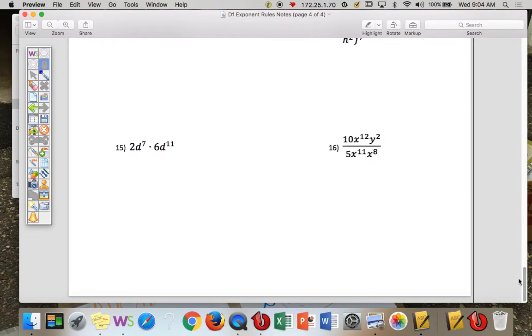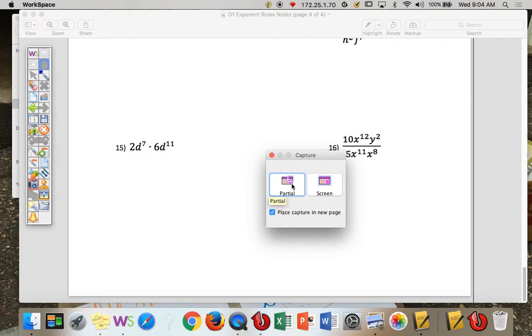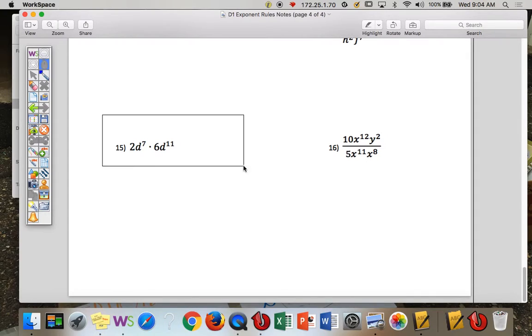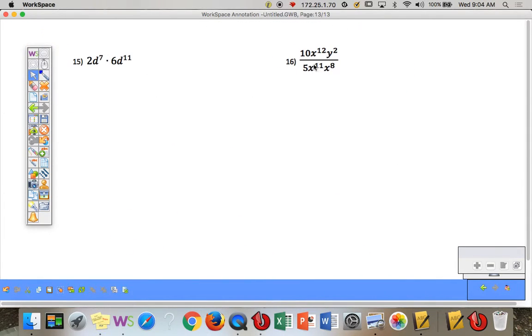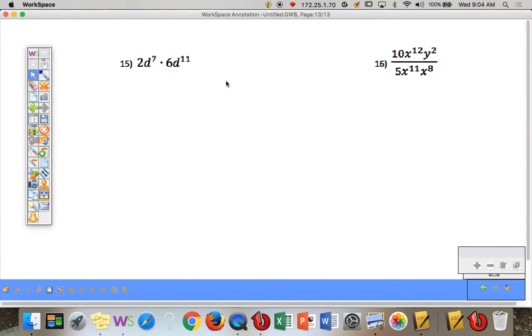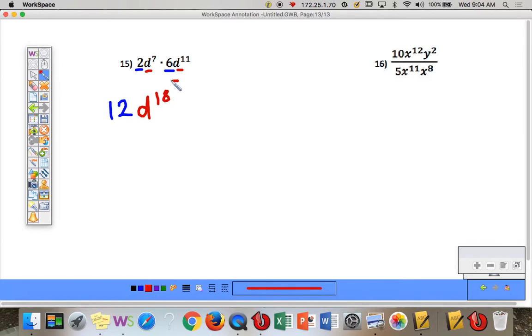And let's take a look at the last 2, and this is what you'll be practicing today, just these 3 rules here. And then we'll do a few more tomorrow, rules of exponents. Okay, so here you have 2 numbers, 2 and 6, and they're different bases, but it's being multiplied, so we can multiply those together. 2 times 6 is 12. There's d to the 7th and d to the 11th, so if you write them all out and you were to add them up, you would have d to the 18th. So here's your final answer.